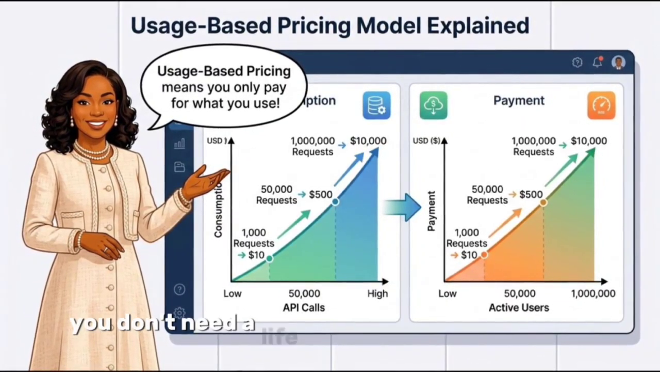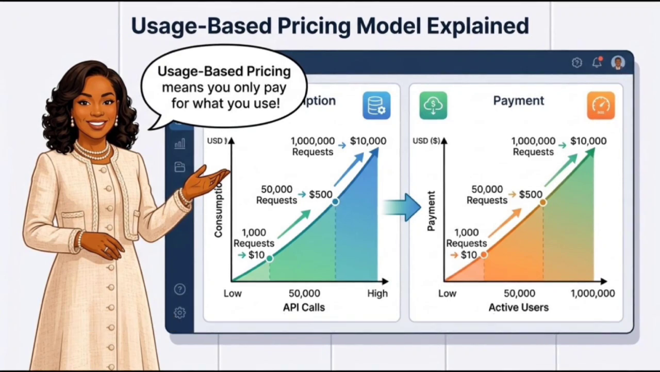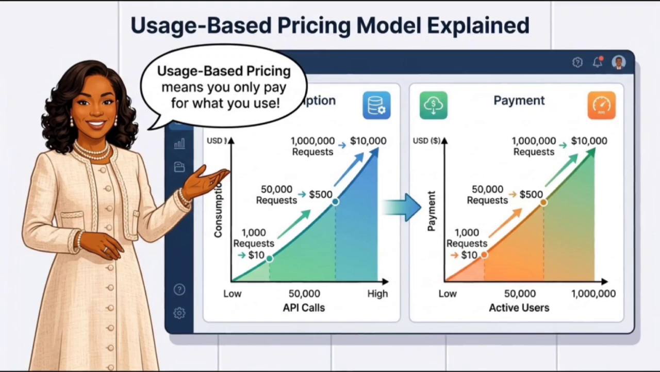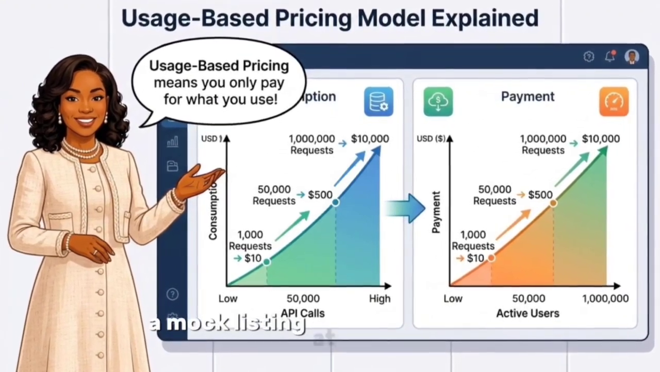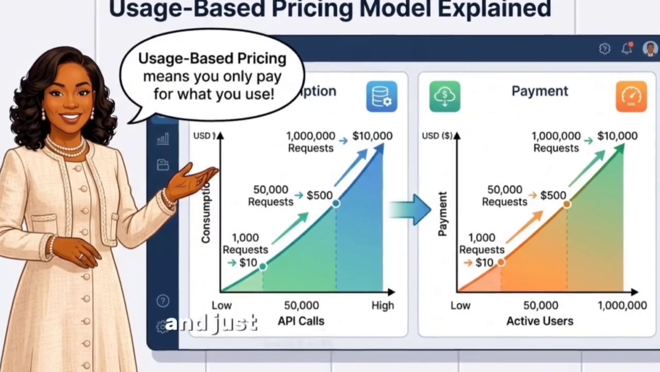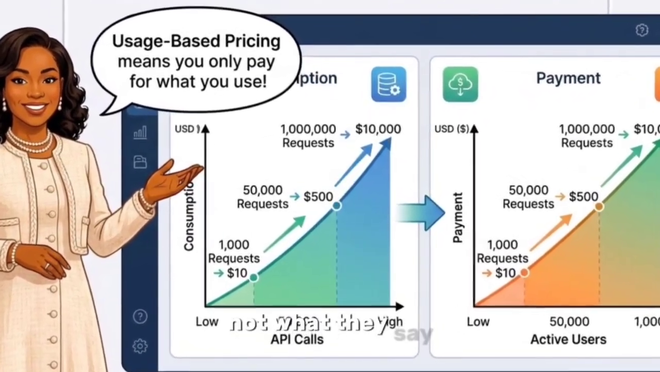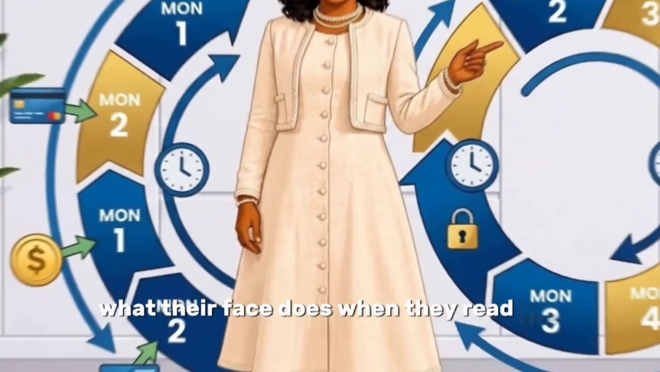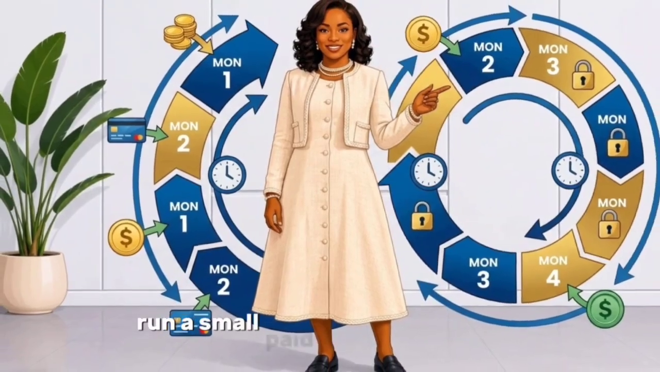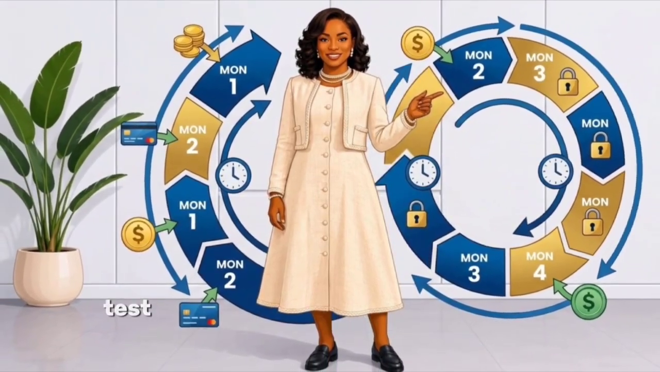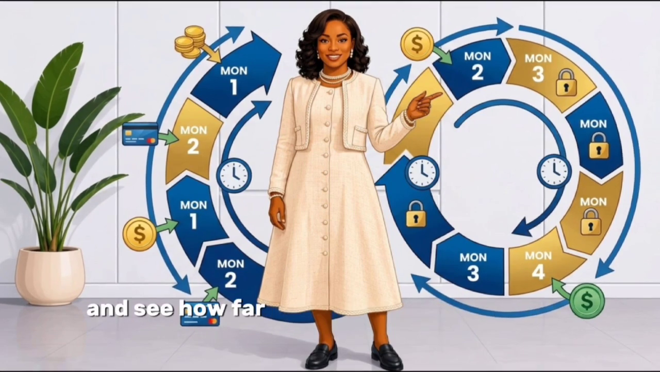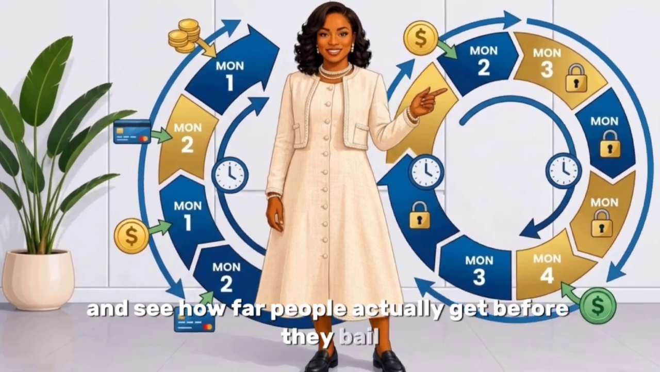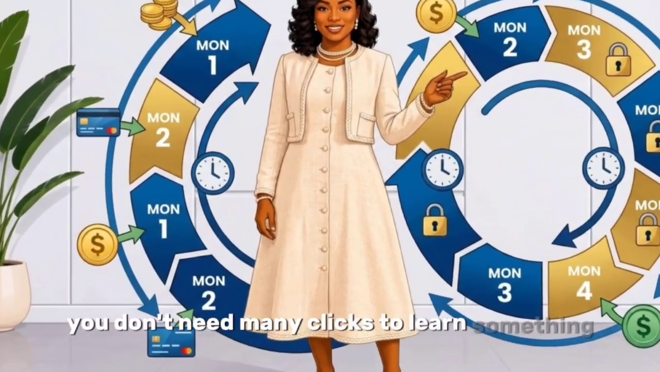You don't need a live sale to get signal on price. Here are a few low-cost ways to pressure test a number before it's permanent. Go show two or three genuine prospective buyers a mock listing at a specific price and just watch their reaction. Not what they say, what their face does when they read the number. Run a small paid ad or landing page test with a real price and a real buy now button and see how far people actually get before they bail. You don't need many clicks to learn something.